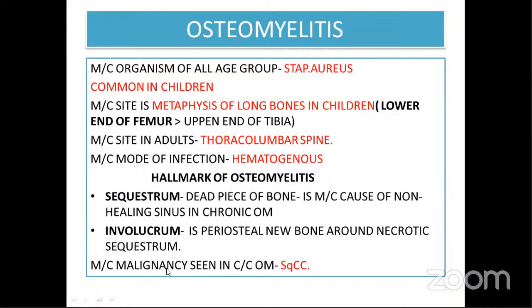And the most common malignancy seen in chronic osteomyelitis is squamous cell carcinoma. Remember, the malignancy which you see in chronic osteomyelitis is squamous cell carcinoma. Here, the point to be noted is that it is caused by Staphylococcus aureus. The commonest site in children is the lower end of femur, whereas in adults it is the thoracolumbar spine. And you know, the mode of infection is hematogenous spread. And not to forget the sequestrum and the involucrum.